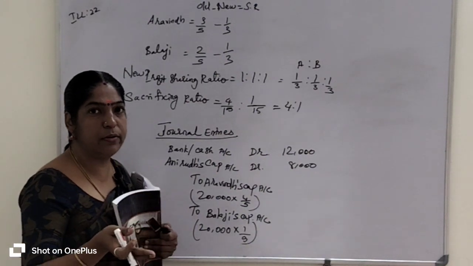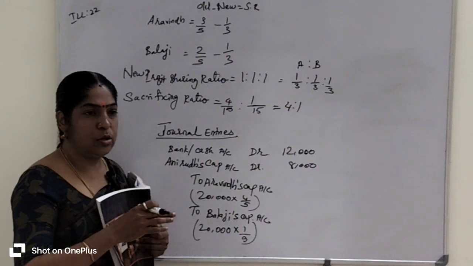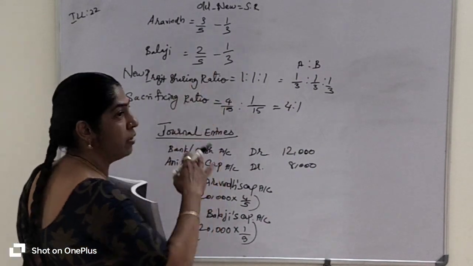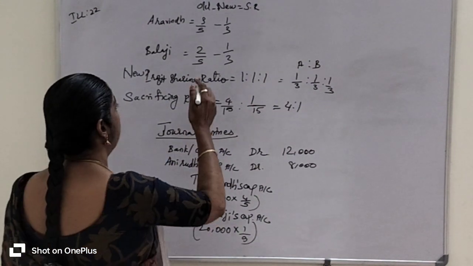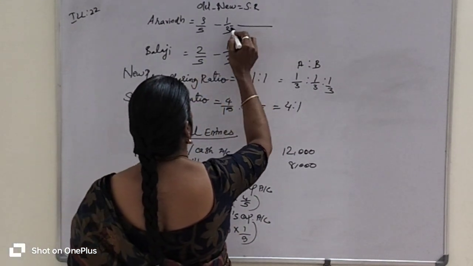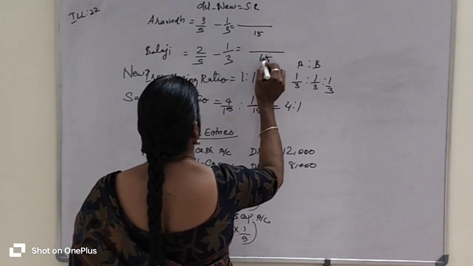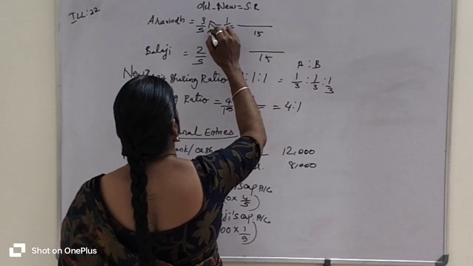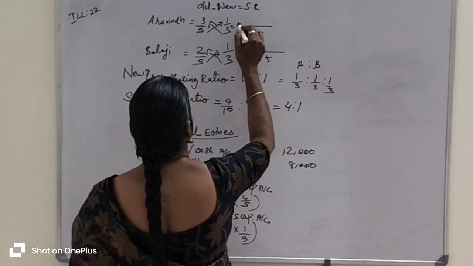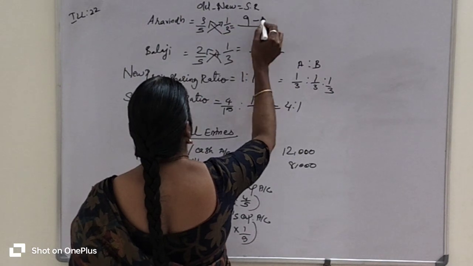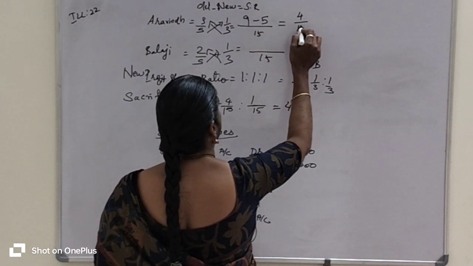5 is not divisible by 3. Similarly, 3 is not divisible by 5. So both values are not divisible by each other. So for that we are going to multiply the denominators directly. 5 3s are 15. Then we need to cross multiply numerator with the denominator, right? 5 3s are 15, 3 3s are 9, minus 5 1s are 5. 9 minus 5 equal to 4/15.